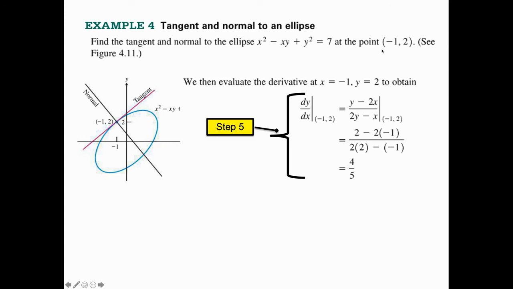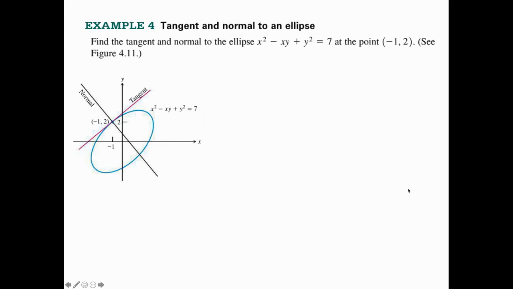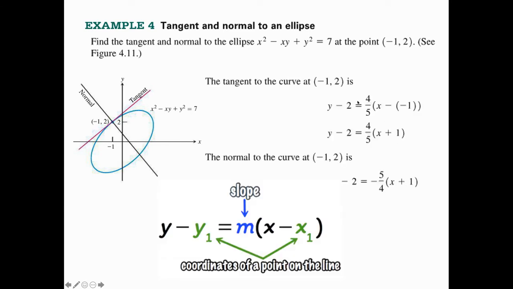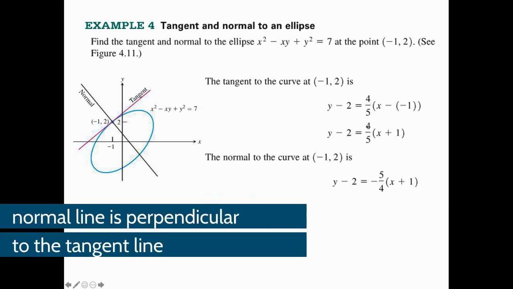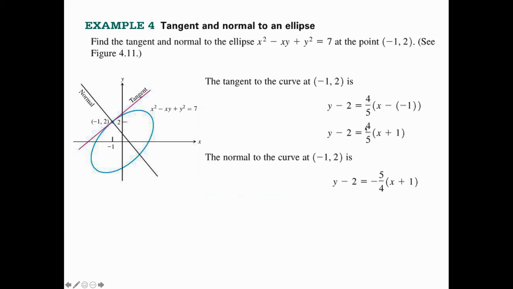Remember, that has to be given to us in order to find the derivative, because it's an implicit function. So the equation of the tangent is just y minus 2 equals 4/5 times x plus 1. So this is point slope form. And now the normal is super easy. Just take the slope from the tangent and do the opposite reciprocal. So since the tangent's slope was positive, the normal becomes negative. And if the tangent slope is 4/5, then the normal is -5/4. And there you have it.